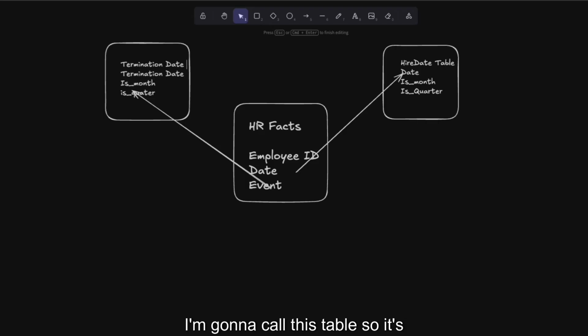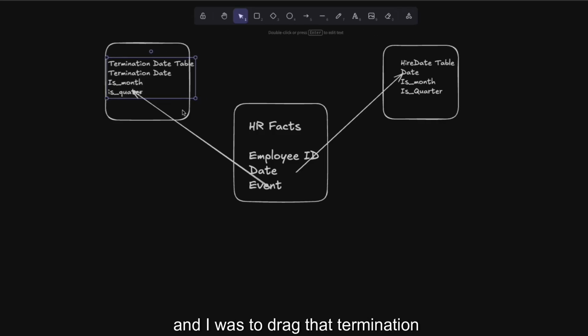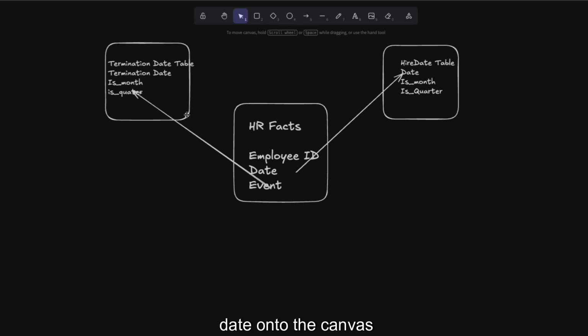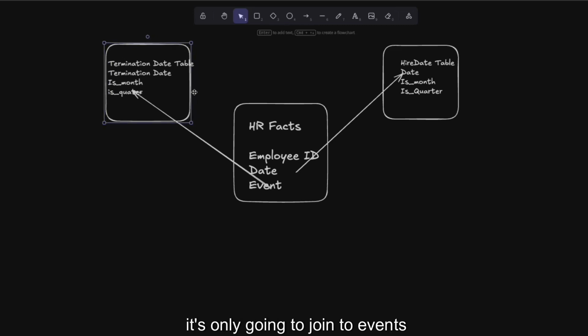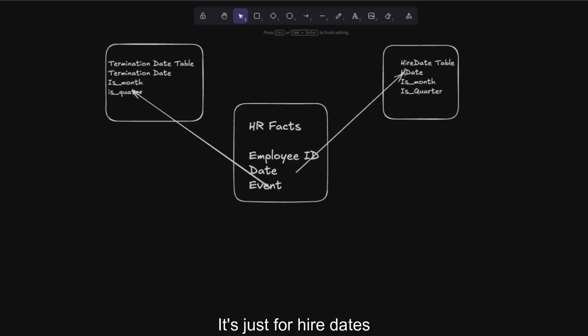I'm gonna call this table so it's a little more clear. So if I was working on a BI tool and I was to drag that termination date onto the canvas, it's only gonna join to events that were for people who got termed. Same thing here. This date is just for hire dates. So if you were to drag that table over, it's gonna bring back all the dates, but it's only gonna join to events that are hires.